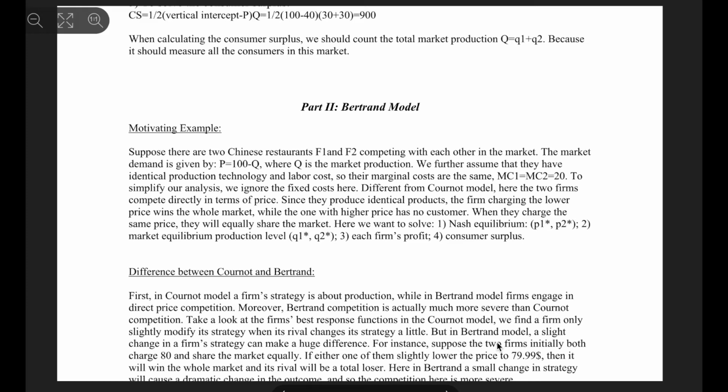Different from the Cournot model, here the two firms compete directly in terms of prices. Before, we were fighting over quantity, and now we're fighting over price. That's the difference, and they produce identical products. The firm charging the lower price wins the whole market, right? So it's all or nothing. If you have the same price, right?